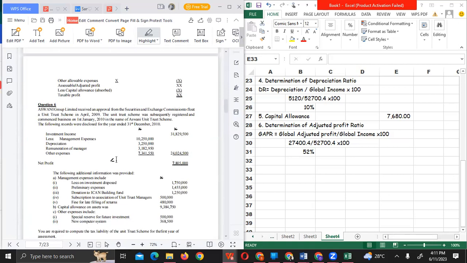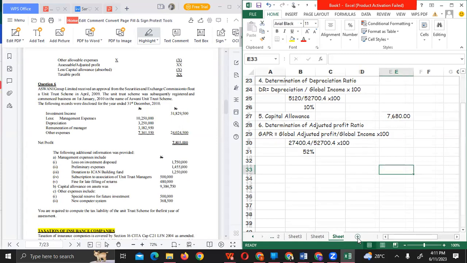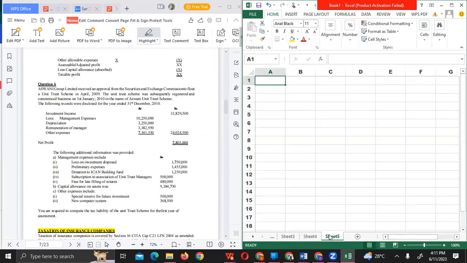But before the illustration, do you have any question? Please, sir, this unit trust, is it about the theory aspect of it or something? Yes, this is the calculation. I'm about to go into the calculation part of the course. Okay, so let's start. But the idea is a unit trust scheme is usually treated like a normal company. No big deal. So let's go ahead.